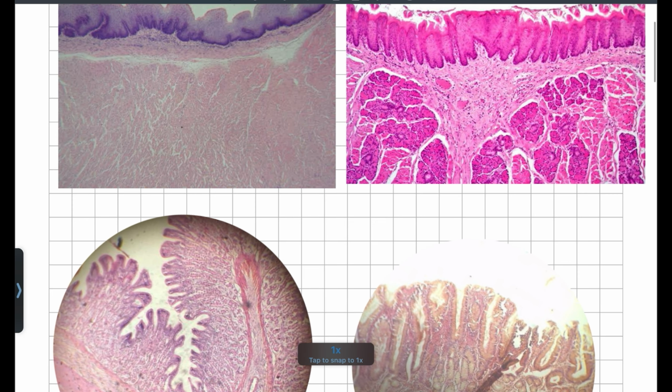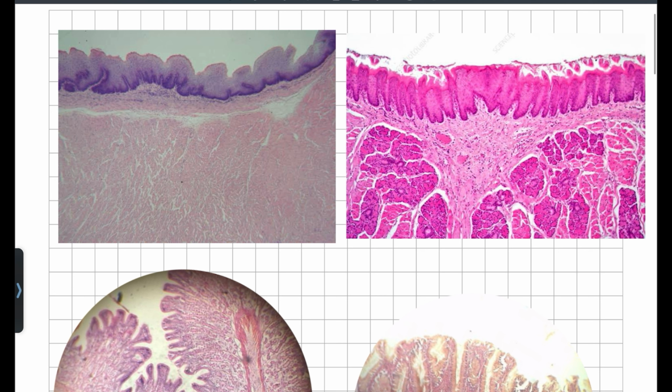Now we will start. As we can see here, we can see a purple colored line at the base and a pink colored layer above. So it is a stratified squamous epithelium. In the same way, we can see here we have a purple colored line downward and a pink color above. So it is also a stratified squamous epithelium. And as we can see, we have different layers: first layer, second layer, and a third layer.